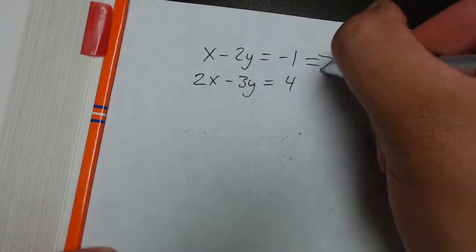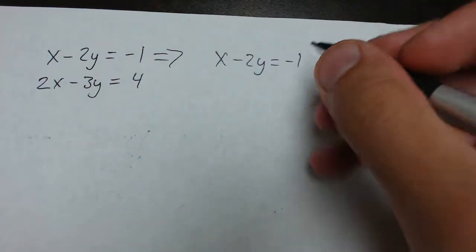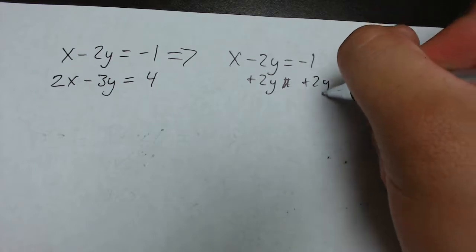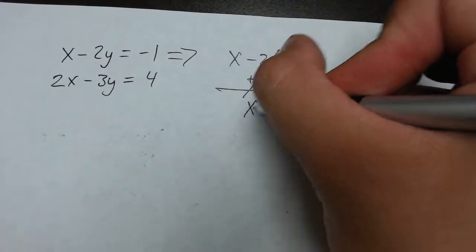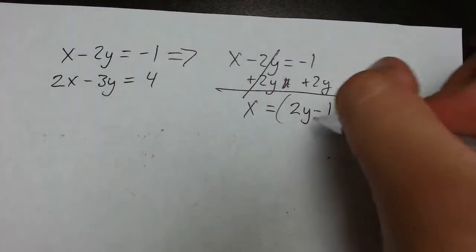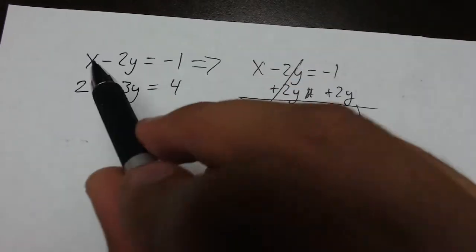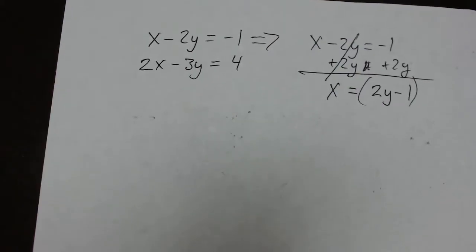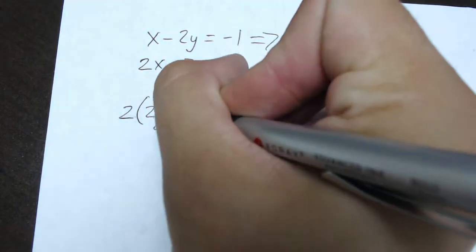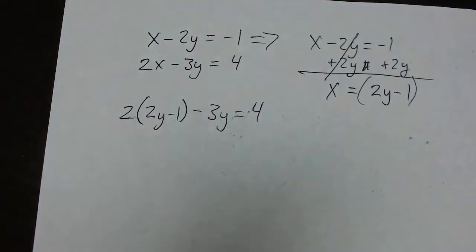So this equation, if I move it over here, x minus 2y equals negative 1, I can solve it for x by just adding 2y to the other side. That cancels, and then I get x equals 2y minus 1. Now I've got a value that I can substitute, right? So all of this equals x, and then I can substitute this into the second equation. So when I write the second equation, I'll write 2 times, parentheses, 2y minus 1, minus 3 times y equals 4.